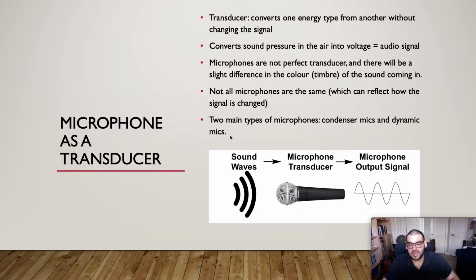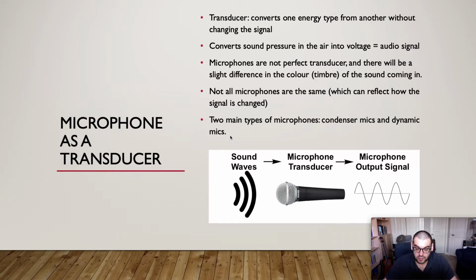So, microphones as transducers. A microphone is a transducer. Now, a transducer in general converts from one energy type to another and tries to do that without changing the signal at all. And a microphone is converting between sound pressure variations in the air into voltage variations in a wire, which we would call an audio signal.